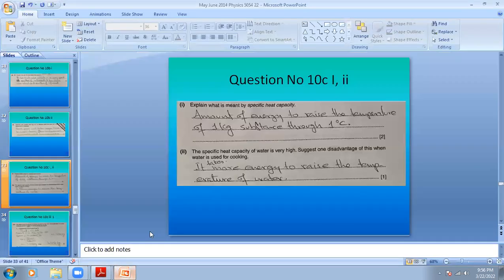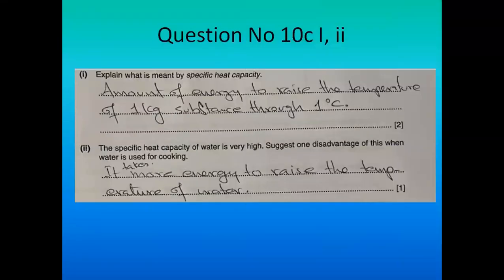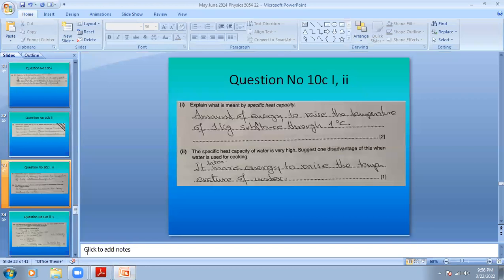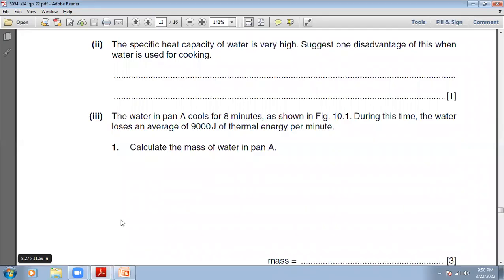So, very simple answer. Let me show you my answer. I say it takes more energy to raise the temperature of water, so it takes longer to cook.